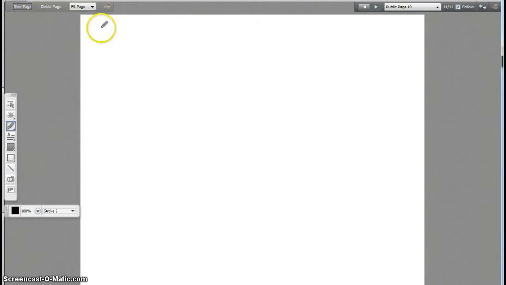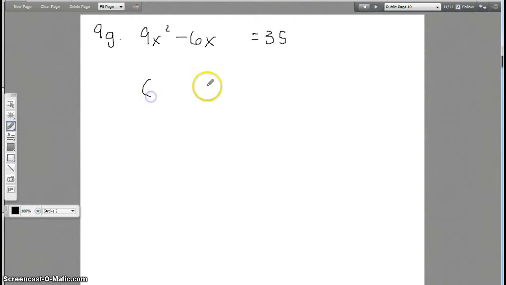Now let's take a look at number 9, part G. For number 9, part G, we have 9x squared minus 6x equals 35. So I'm going to draw parentheses with a square. Remember, you always skip a space right beneath so that you have room to put the multiplied out square up there. So the first thing in our parentheses is going to be the square root of our first term. The square root of 9x squared is 3x. Don't forget you have to take the square root of the number in front of the x squared also.